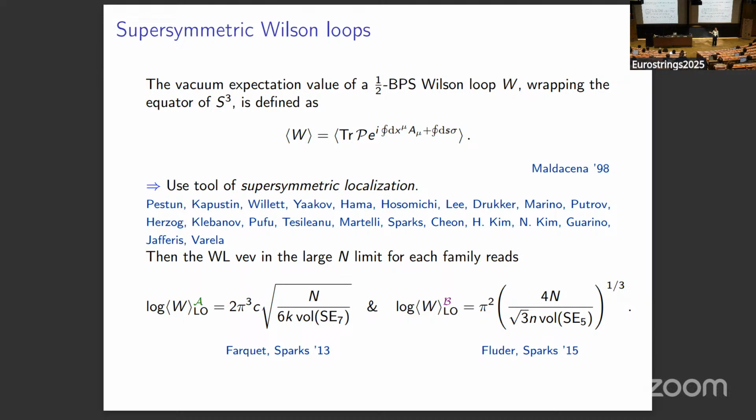N is the rank of the gauge group, K is the greatest common divisor of your Chern-Simons levels, and then you have the volume of the Sasaki-Einstein 7 manifold. The C, I will come back to in a few slides. But then for family B, the same is actually true. So in the large N limit, the log of the vacuum expectation value of the Wilson loop is again given in terms of this universal formula, where N is the sum over the Chern-Simons levels. And you have now, instead of a Sasaki-Einstein 7, the Sasaki-Einstein 5 that we saw earlier.